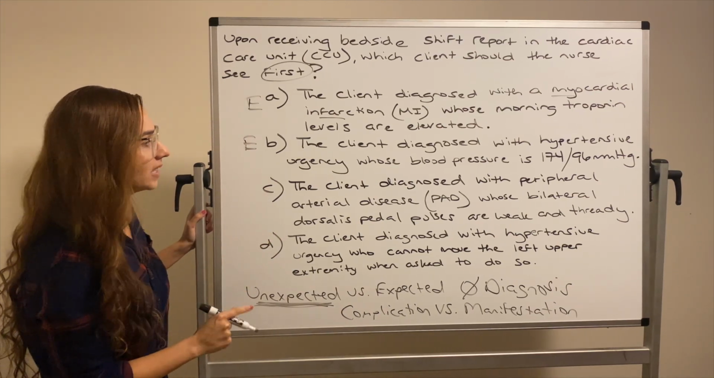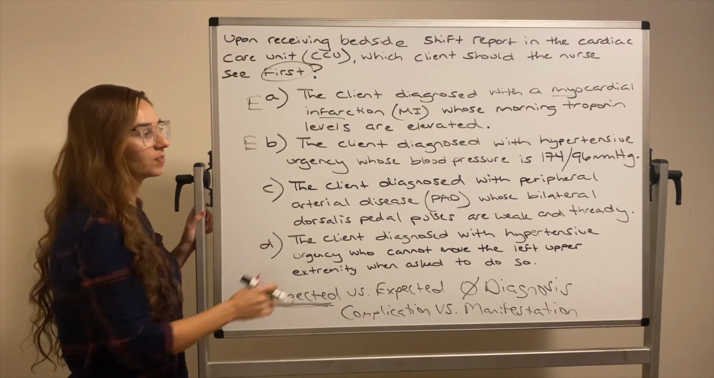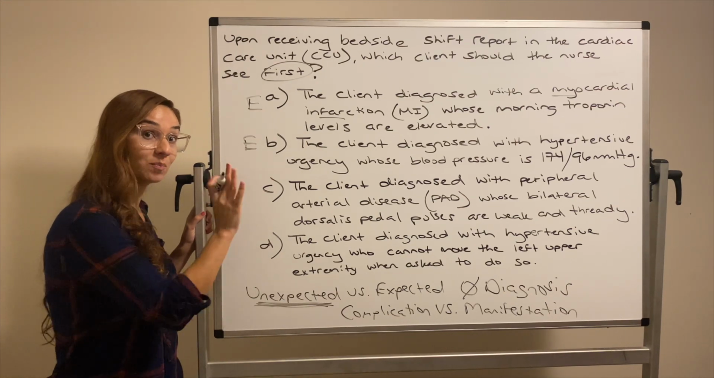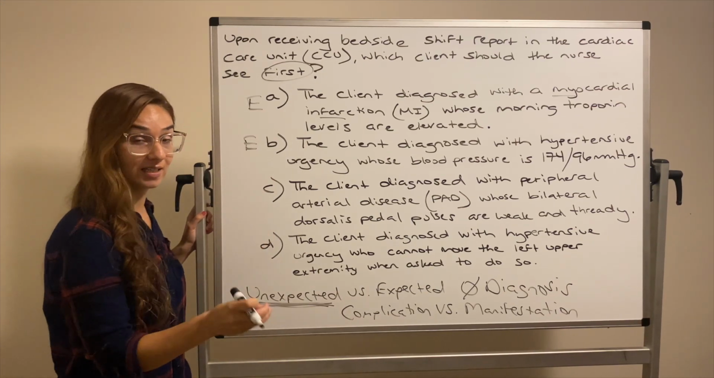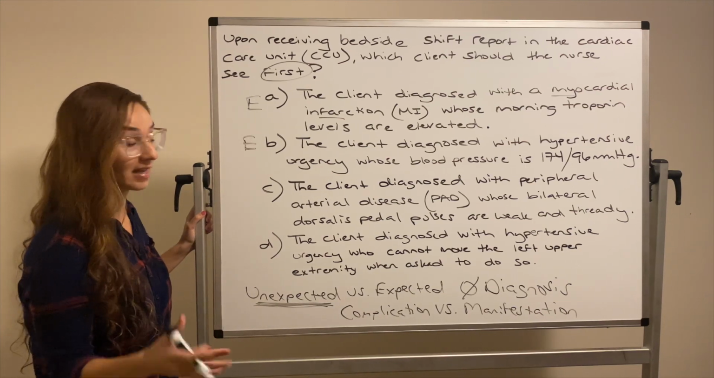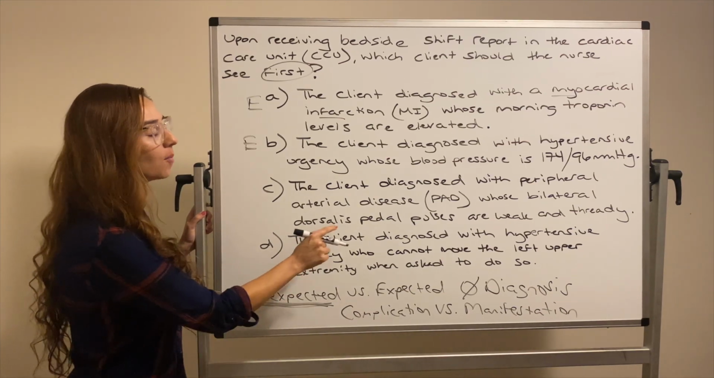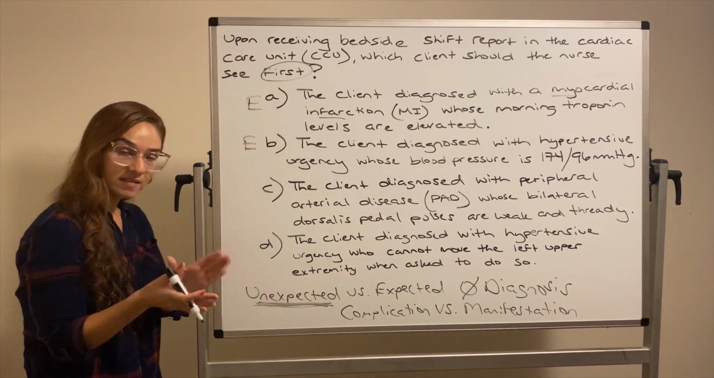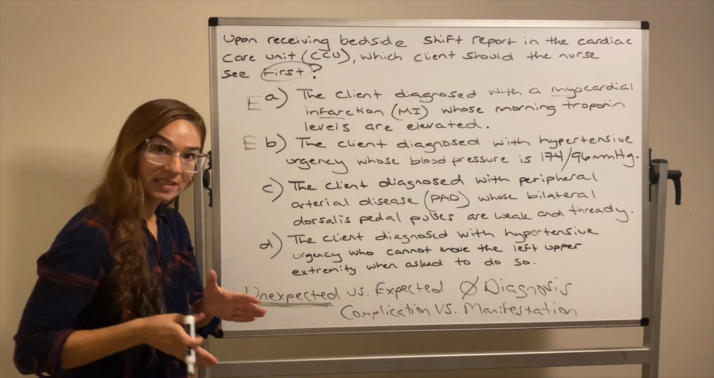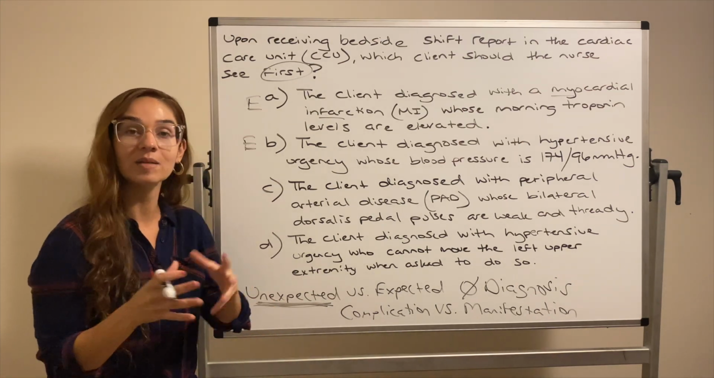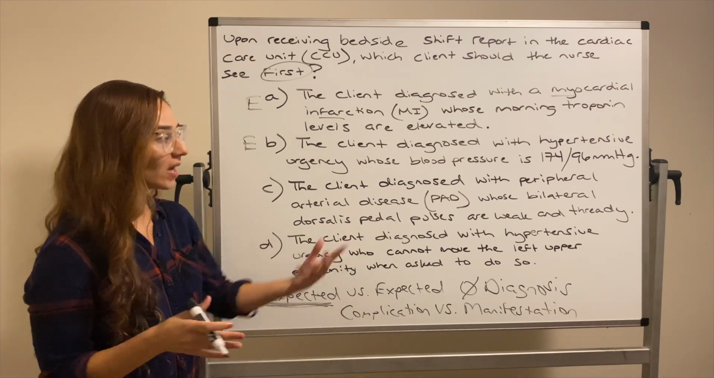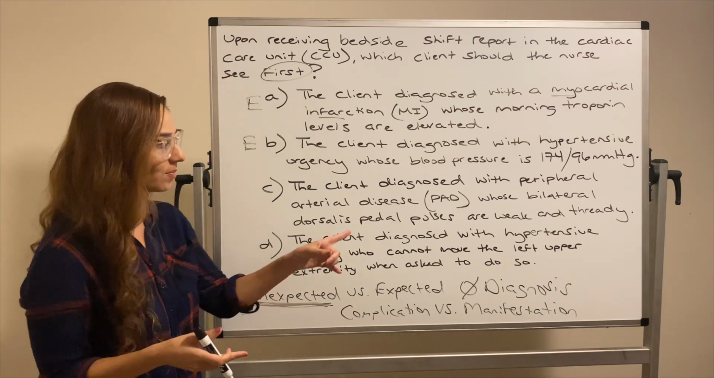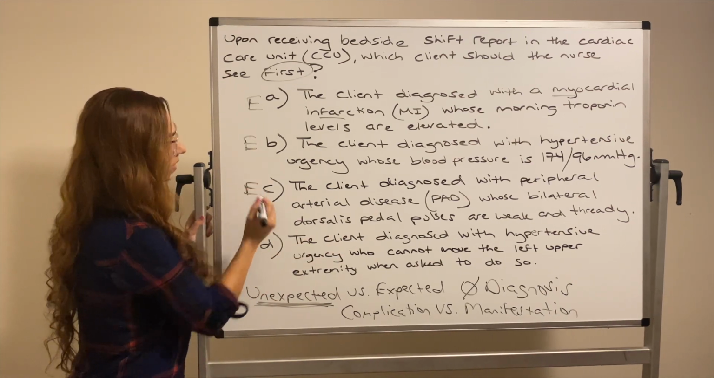The client diagnosed with PAD, whose bilateral dorsalis pedis pulses are weak and thready. You need to know the difference between PAD and PVD, right? Peripheral venous disease, peripheral arterial disease, and how it presents. I have a good video on that too if you need help with that. But with arterial disease, it's absolutely expected because the lack of blood flow is getting to the foot, right? You got to think about where the buildup in the vessels are. So it's expected. Sometimes they have absent pulses, right? And we have to get a Doppler out to verify blood flow and things like that. But this is expected. I wouldn't run to that.